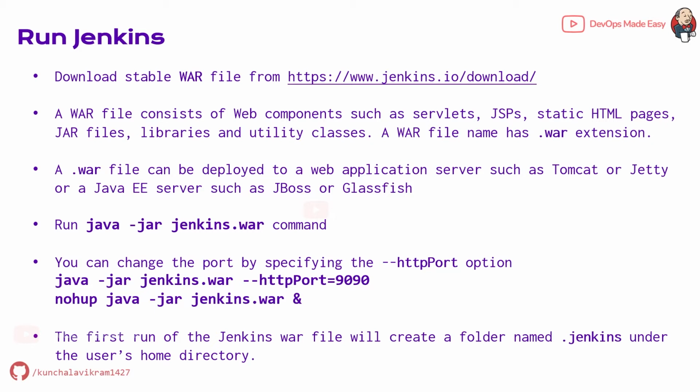as JBoss or Glassfish. Once we have the jenkins.war downloaded, we can run it using java -jar jenkins.war. By default, Jenkins runs on port 8080. You can also choose to run it on a different port by using --httpPort and giving a different port number. But by default, Jenkins will run in the foreground. If you want to run it in the background, you can use the nohup command followed by the Java command, and at the end you can add an ampersand so that it runs in the background.